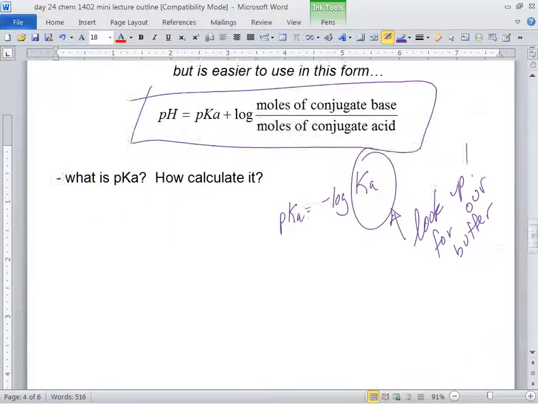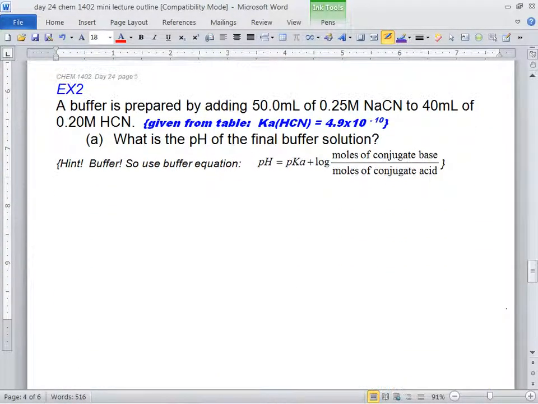Okay. So let's try one of these. So we're preparing a buffer. We added 50 mils of 0.25 molar sodium cyanide to 40 mils of 0.2 molar HCN. What's the pH of the final buffer solution? So it's a buffer. So anytime they mention the word buffer, I'm jumping right to this equation. My modified Henderson-Hasselbalch equation, where I don't have concentration in it.